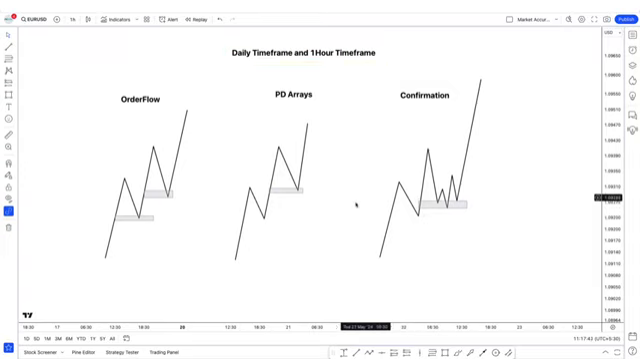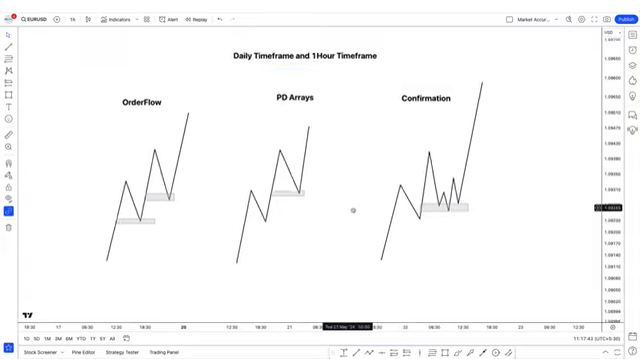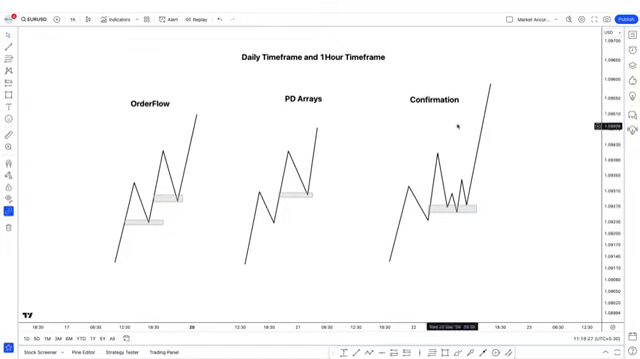We are going to mark out the PD arrays, which are your order blocks and fair value gaps in the discount. I suggest doing it with the order blocks. And then once the price comes back into that daily order block, you want to drop down to the 1 hour time frame. So that's when we look for a confirmation entry. So now let's say that the price comes into your daily order block, right? You want to drop down to the 1 hour time frame.